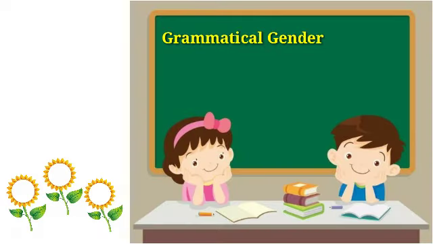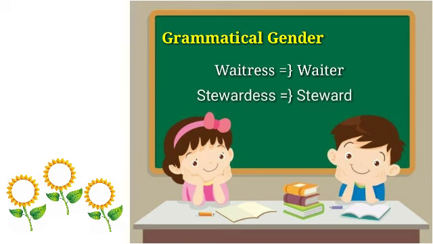Now, grammatical gender. Gender is distinguished only in pronouns and in a few noun suffixes. The pronouns he, she, and it are masculine, feminine, and neither respectively. For example, suffix s makes a feminine noun, as in the word waitress from waiter and stewardess from steward.